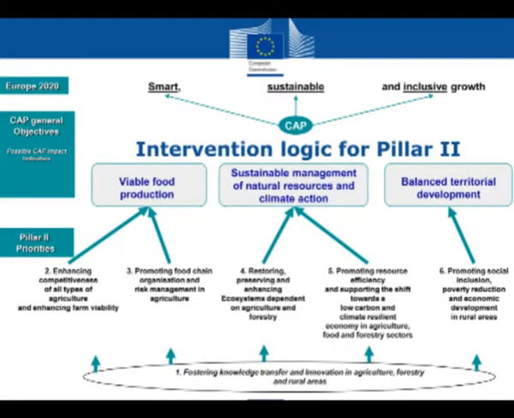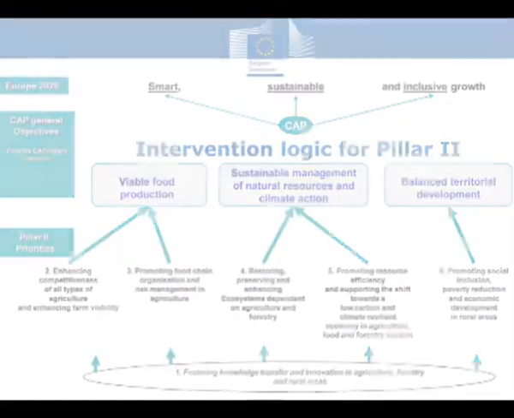So this is the proposed diagram that we've come up with, showing how the 6 rural development priorities feed in to the 3 CAP objectives. You can see that priority 1 at the bottom we see as a horizontal priority, which really feeds in and supports all of the others. And then 2 of the rural development priorities are more specifically linked to viable food production, 2 more to sustainable management of natural resources and climate, and then priority 6 more closely linked to balanced territorial development.